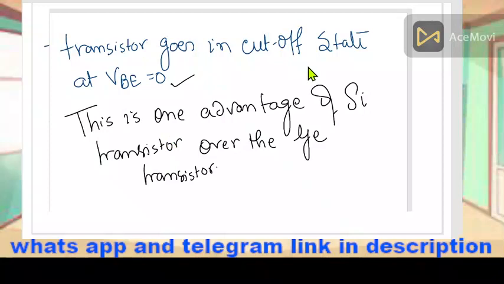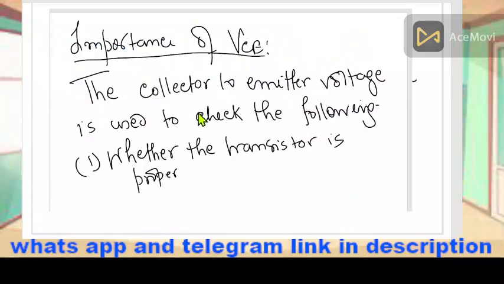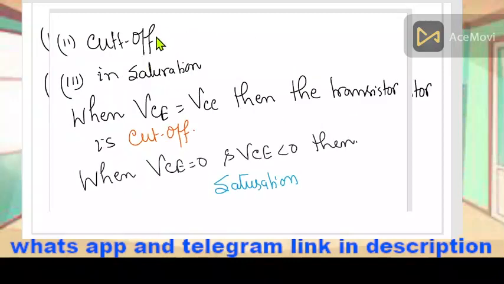Now whenever we are discussing transistors, the more useful purpose of the transistor is amplification. And for amplification, certain parameters are required. The first is the importance of the collector emitter voltage VCE. The collector to emitter voltage is very important because it is used for the following purposes. The first is to check whether the transistor is in the cutoff state or it is in the saturation state.